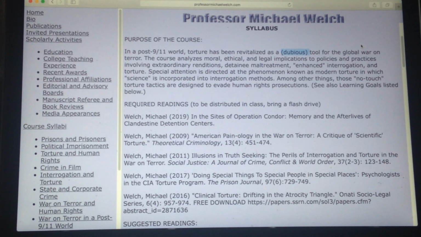And that's going to be one of the underlying themes of this course, is to examine how something such as interrogation, enhanced interrogation to be more specific in terms of the terminology of the Bush administration, has been handed to other presidential administrations in the global war on terror. The course analyzes the moral, ethical, and legal implications to policies and practices involving extraordinary renditions. We'll explain that later. Detainee maltreatment, I think that speaks for itself. Enhanced interrogation, we're going to talk in great detail of those techniques.